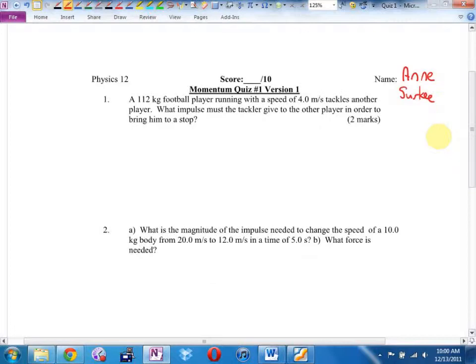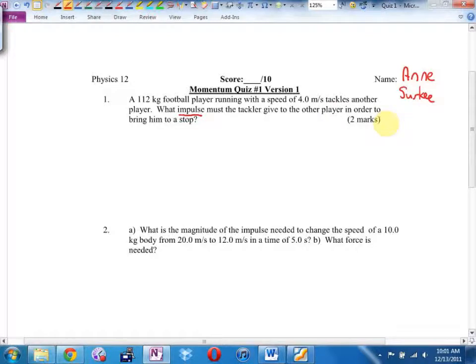Number one, a 112 kilogram football player running with a speed of 4 meters per second tackles another player. What impulse must the tackler give the other player in order to bring him to a stop? What's another word for impulse? Okay, we all need to know that. Caitlin, what's another word for impulse? Change in momentum. So when they say impulse, I'm thinking change of momentum.